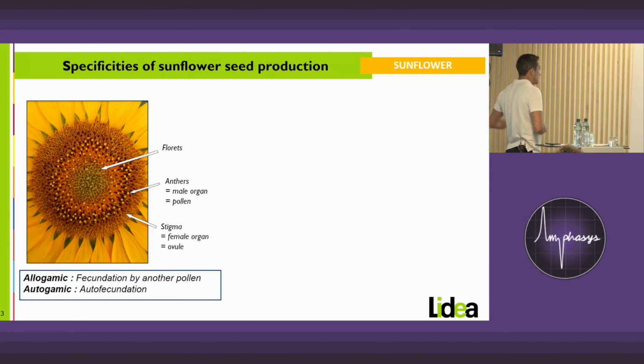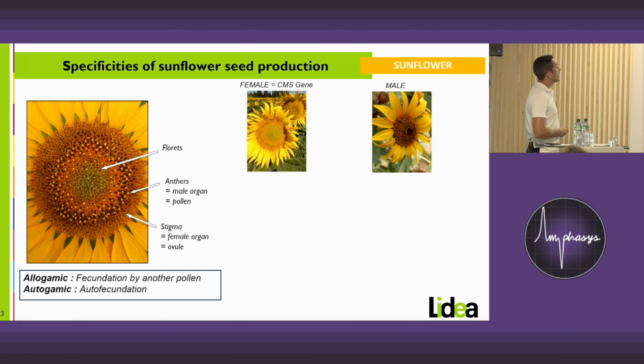So first, sunflower is an allogamic plant, mainly an allogamic plant. It means that the pollination, the fecundation, is the crossing between the pollen of one plant and the ovule of another plant. But it's also autogamic. It means that we can have an autofecundation because both sexual organs are in the same flower: the anthers for the male and the ovule for the female.